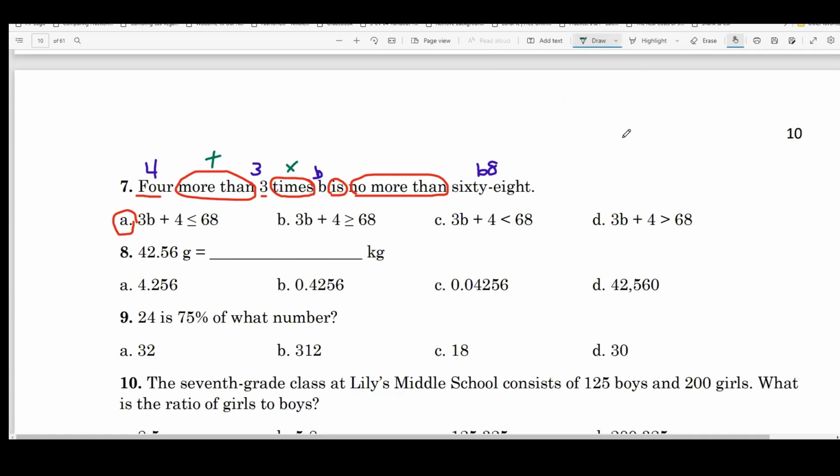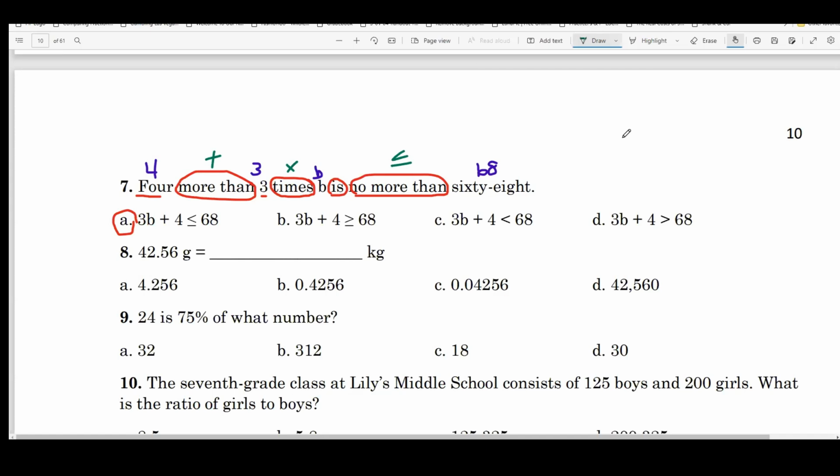I always relate it to spending money. At the most, I can spend $10. That's the most I can spend, $10 or less. I want no less than $100, meaning I want $100 or more. So try to relate it to something that you're used to dealing with. Money just makes it easier for me.